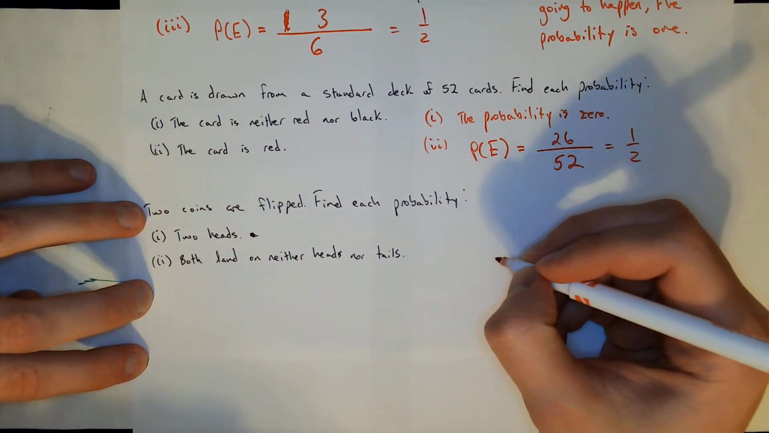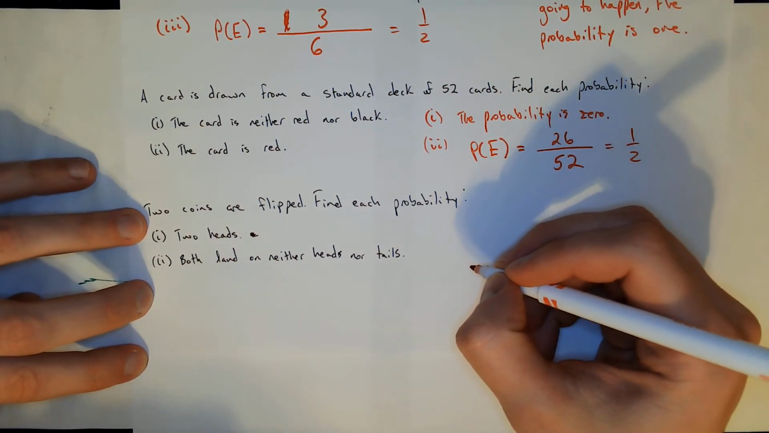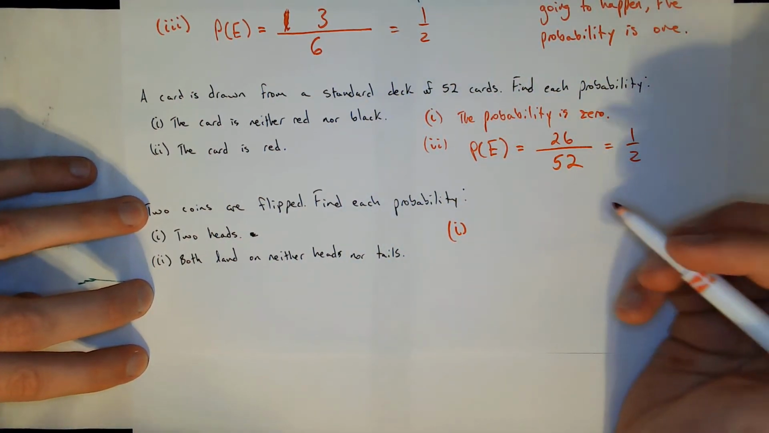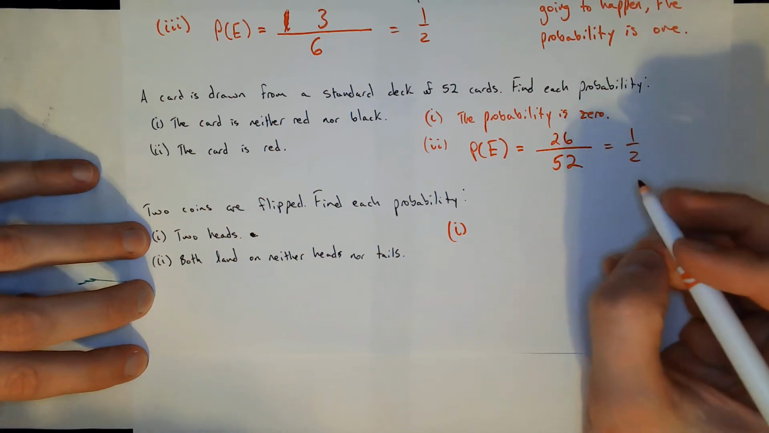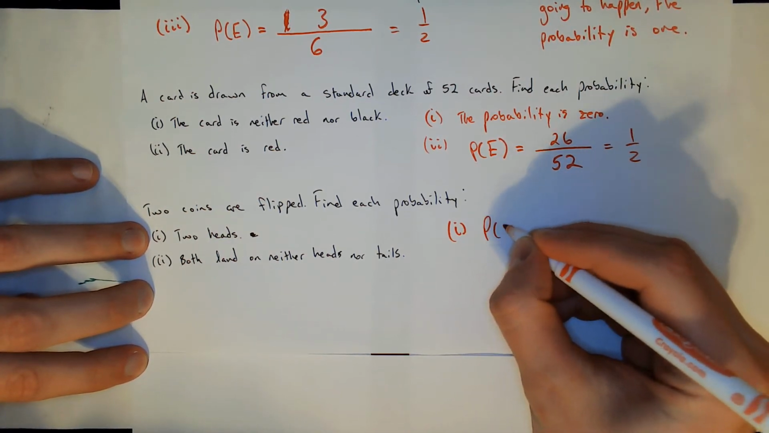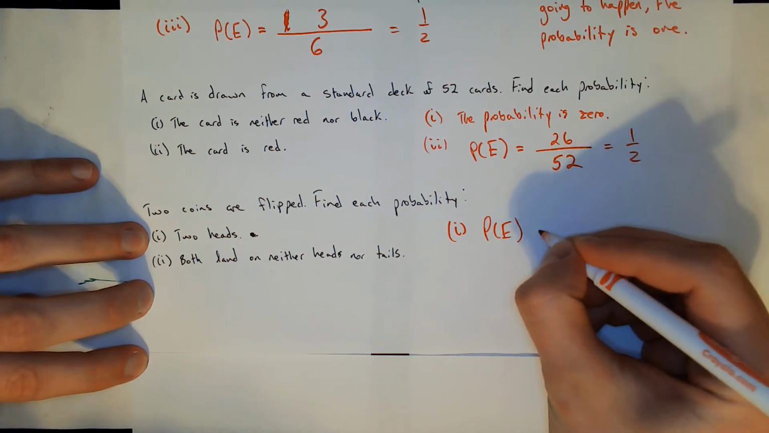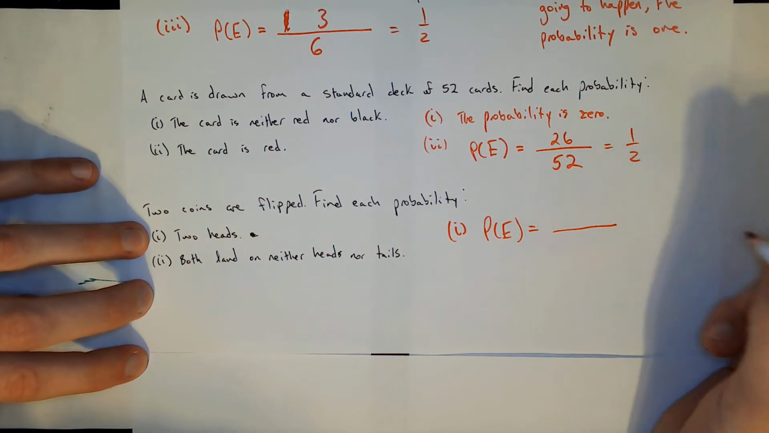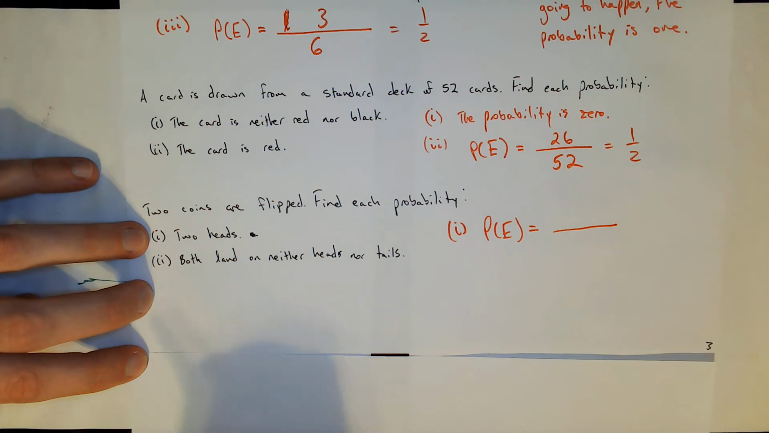Okay, 2 coins are flipped. Find each probability. 2 coins, so you're flipping 2 coins now. What is the probability of getting 2 heads? So the probability of the event being getting 2 heads, well, if you flip 2 coins, how many different ways are there to get 2 heads?